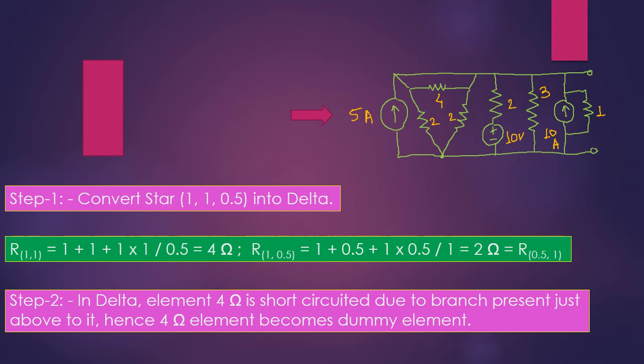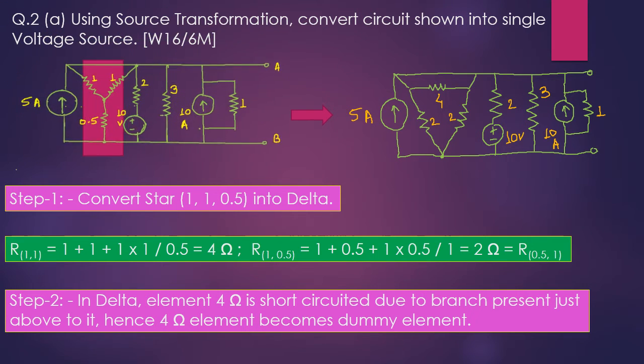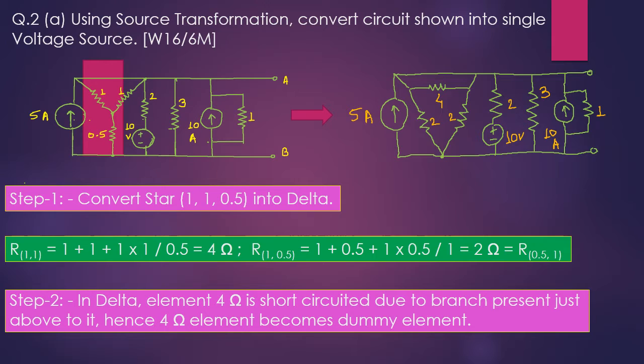This particular numerical is from winter 16, asked for 6 marks, but it is the same. Using source transformation, you have to convert the given circuit shown into a single voltage source. So just check the circuit. When you check the circuit, immediately you find that there is a star connection of 1, 1 and 0.5.